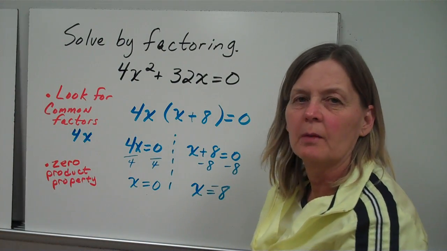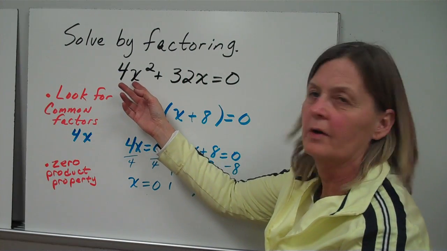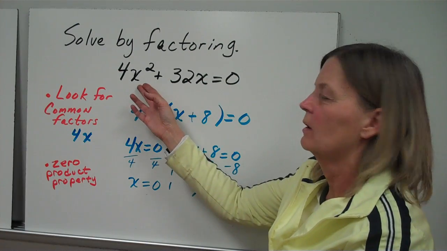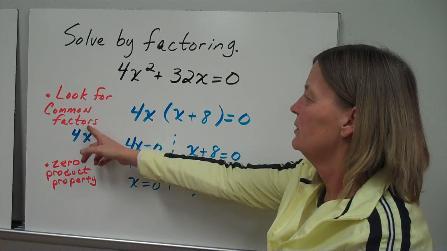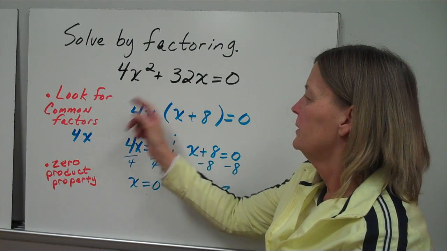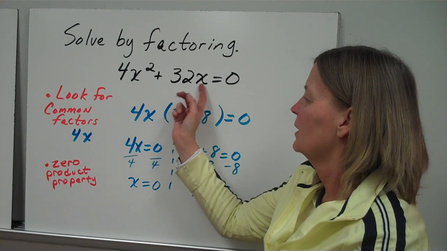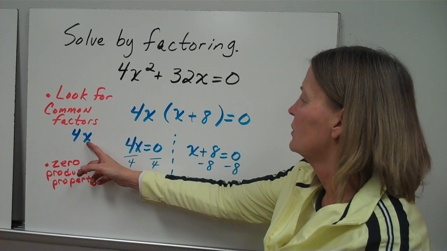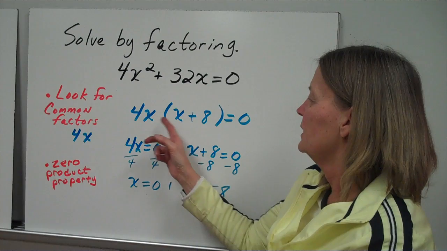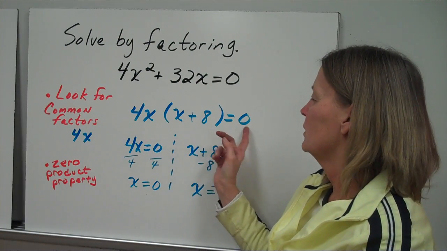The directions for a problem might say solve by factoring. Here is the problem: 4x squared plus 32x equals 0. We're going to solve for x. First thing we need to do is look for common factors. Look at the 4 and the 32, and you see a common factor of 4. Both terms also have an x in them, so the common factor is 4x. When you're factoring, you take out the common factor, and what remains is x plus 8 equals 0.